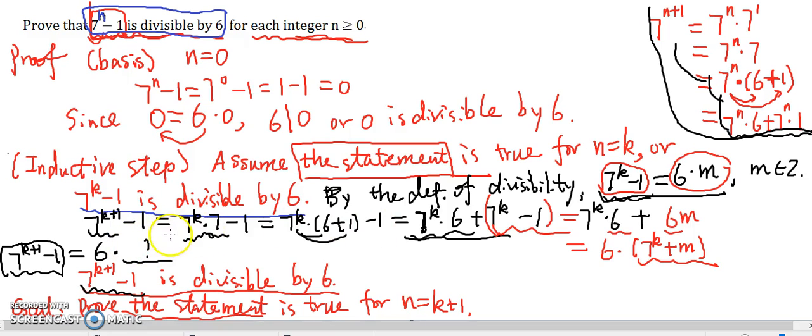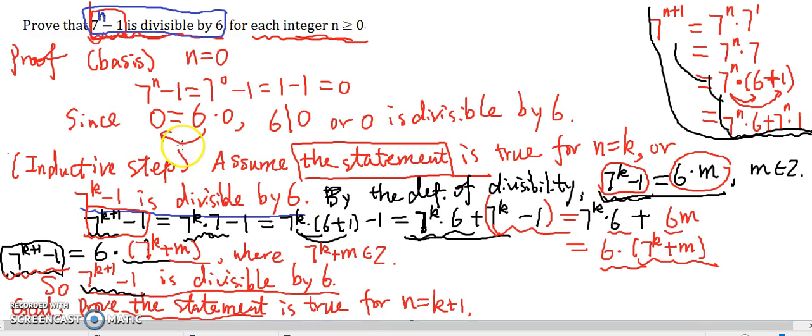Look at this long expression. We started with 7 to the k plus 1 minus 1. That's the left-hand side. We did all this algebraic work, and we get the final answer. We were able to factor out a 6 times 7 to the k plus m. So if we can write an expression as 6 times an integer, where 7 to the k plus m is an integer, I can say 7 to the k plus 1 minus 1 is divisible by 6.